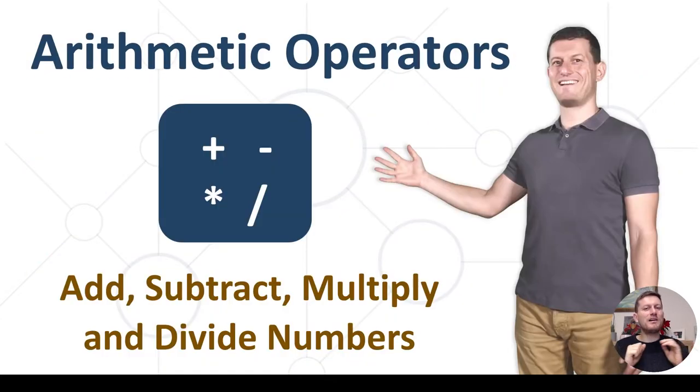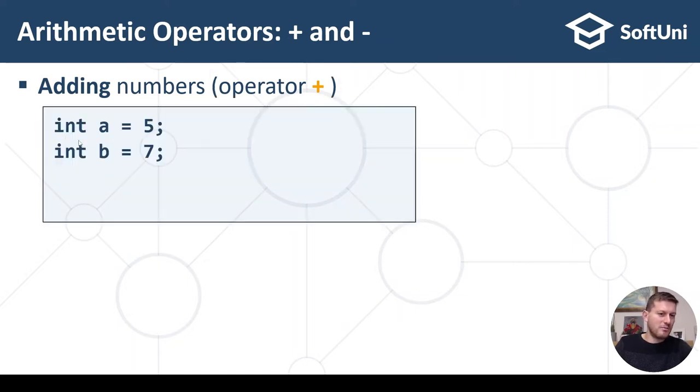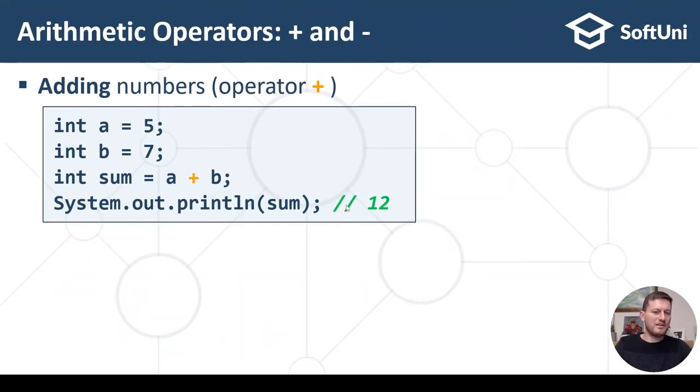Let's talk a little bit about the operators in Java, and more precisely about the arithmetic operators, which implement arithmetic calculations. I will explain the operator plus for adding numbers, minus for subtracting numbers, asterisk for multiplying numbers, slash for dividing numbers, and percent for calculating the remainder of division, the modulo. So let's start with adding numbers, which is the simplest operation. It is implemented through the operator plus, like this. If we have two variables, a holding 5 and b holding 7, we can say please calculate the sum of a plus b and store this in the sum variable and print it, and it will be 12.